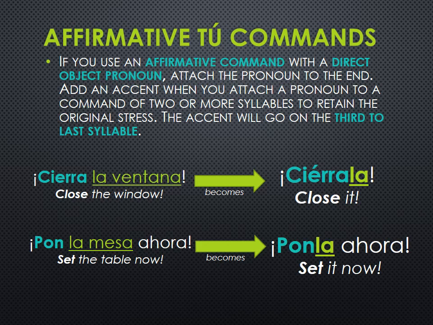Okay, notice that pon, which is one of our irregular commands, we won't put an accent mark over it because our la form of the verb is not 2 or more syllables. Okay, so ponla, it works perfectly. You don't have to put an accent mark over it. So any command that's irregular and you're going to add a pronoun onto the end, you don't have to add an accent mark. Okay?